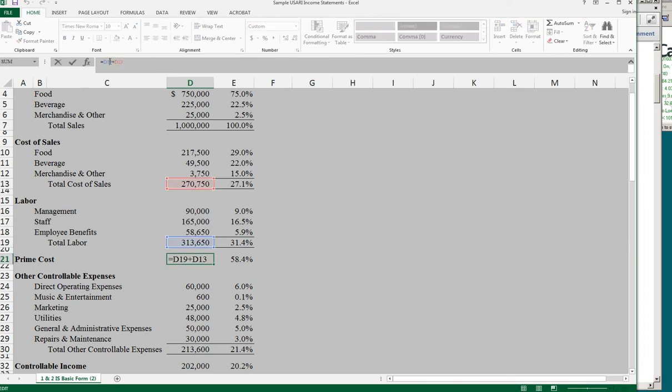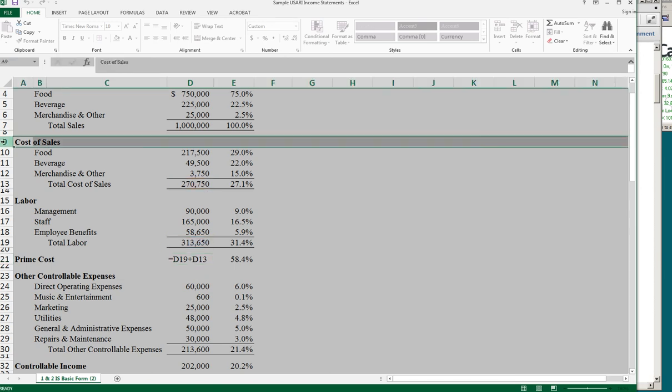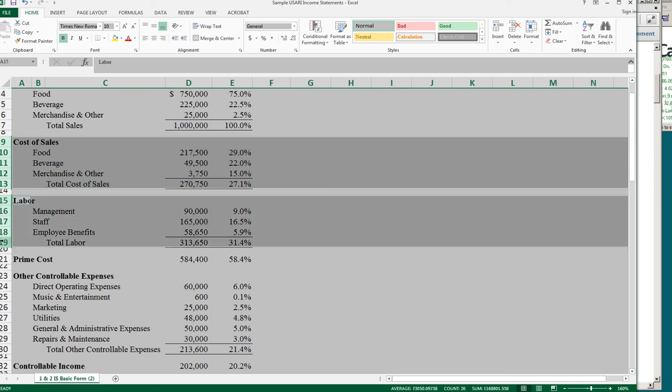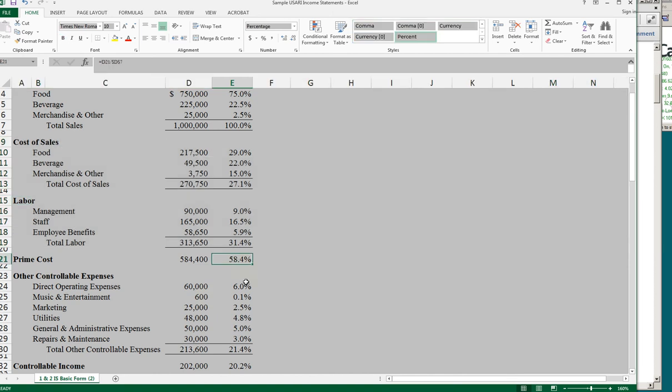Prime cost, you'll notice, is total cost of sales plus total labor. This is a metric that most of the restaurant industry likes to go by because these presumably are the types of costs that management can take care of on a day-to-day basis and can control on a day-to-day basis. Generally, what you would like to see for a prime cost is something in the low 40% to anywhere in the mid to upper 60-ish type of percent.